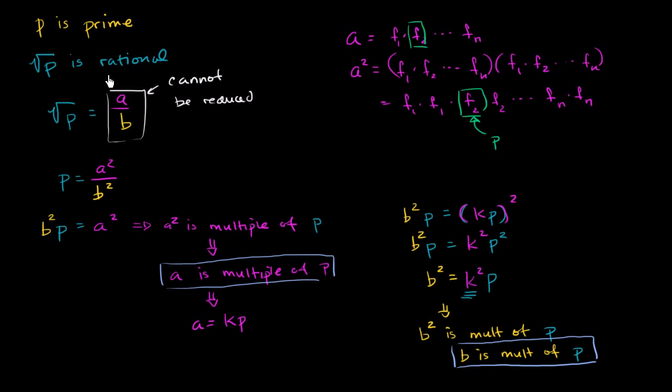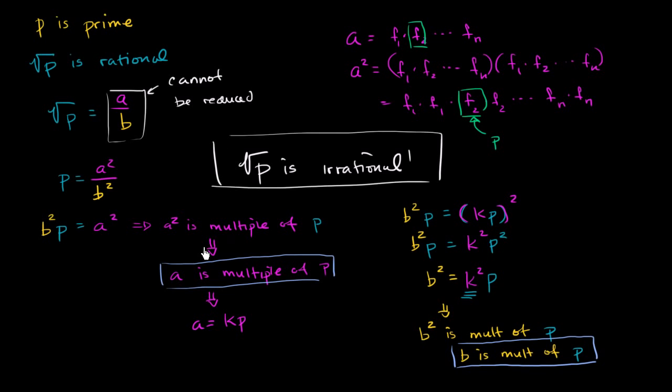Square root of p cannot be rational. Square root of p is irrational. Let me just write it down. Square root of p is irrational because of the contradiction.